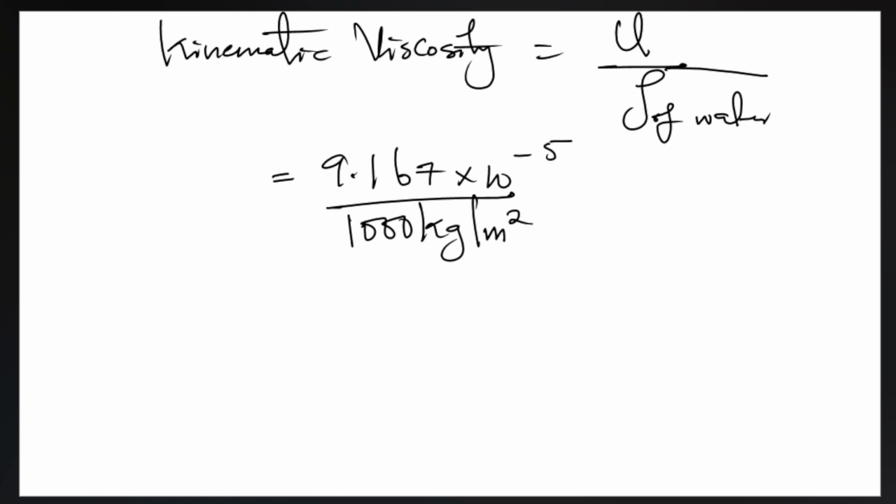Are we together? So what you do is you punch your calculator: 9.167 times 10 raised to the power of minus 5 divided by 1000, and you simply arrive at the value 9.167 times 10 raised to the power of minus 8. And what's the unit for kinematic viscosity? Meter square per second. But remember, you were asked to leave your answer in strokes, not meter square per second.